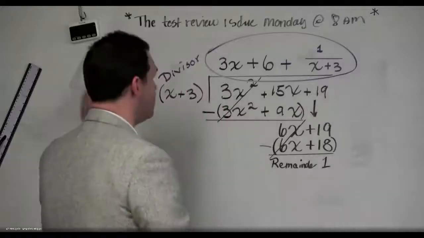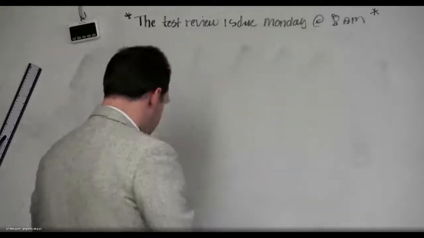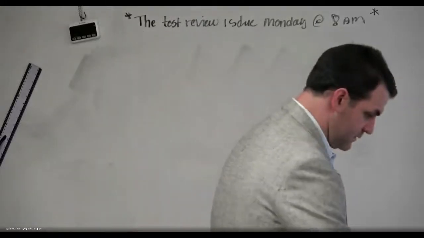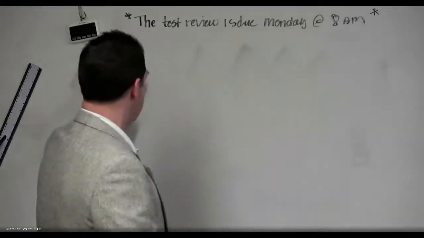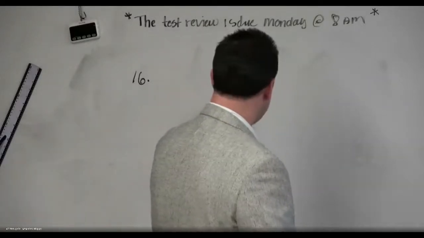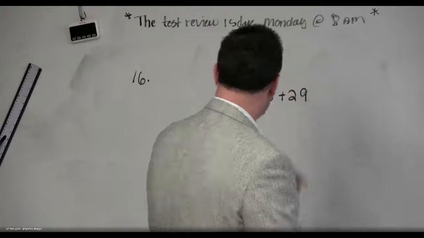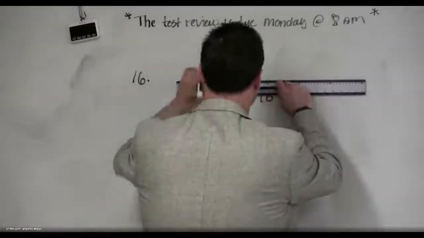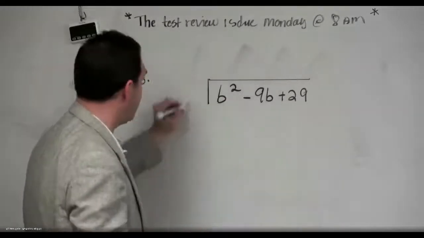Okay, we're going to do number 16 now. This will be the last problem that we do. So let me show you number 16. So the first step is to rewrite it. I'm going to show the board now. Let's move a little quickly. b squared minus 9b plus 29 divided by b minus 5.